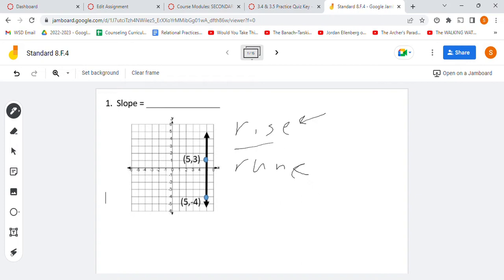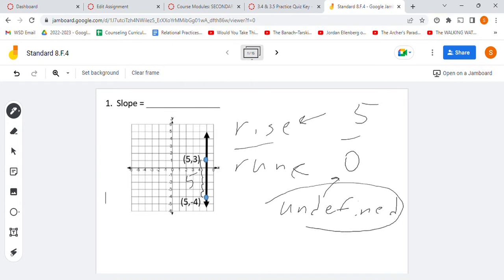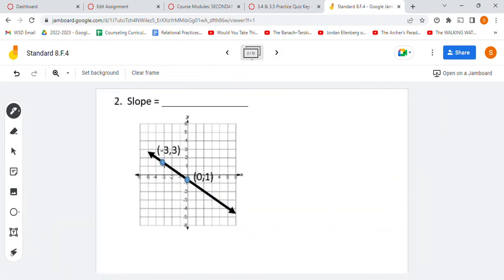I'm going to use the 2 that are given on each of these pictures just because that will make my life a little easier. Now we can see that we go up 1, 2, 3, 4, 5 on this one. So our rise is 5. For the run, we do not go side to side. That means that it is 0. And when we divide by 0, we call that undefined. So the slope on this one is undefined. That is the case for every single vertical line because the run will always be 0 if we go straight up and down.